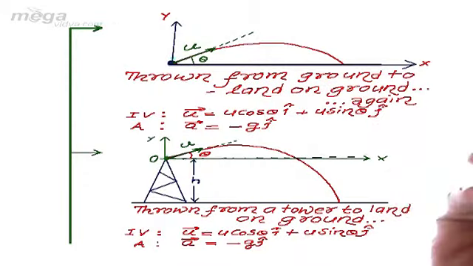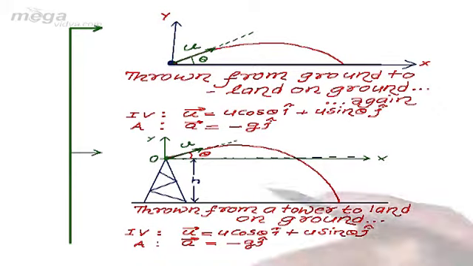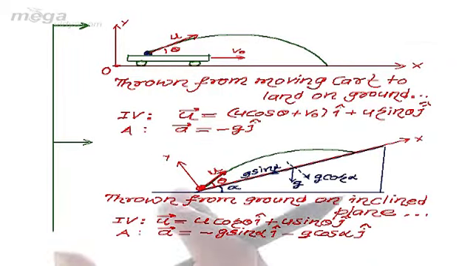So in the first example we have taken a projectile thrown from ground to ground. In the second case we have taken a projectile thrown from a tower. In the third case, the projectile was thrown from a moving cart or from a moving trolley at some angle with the horizontal. And in the last special case, we have projected a projectile on an inclined plane.